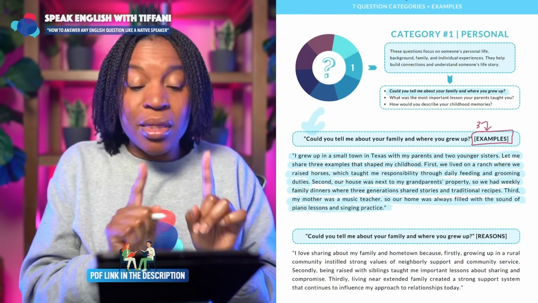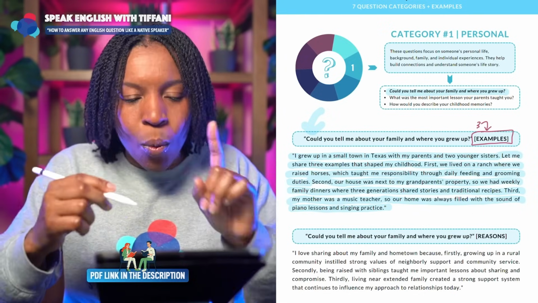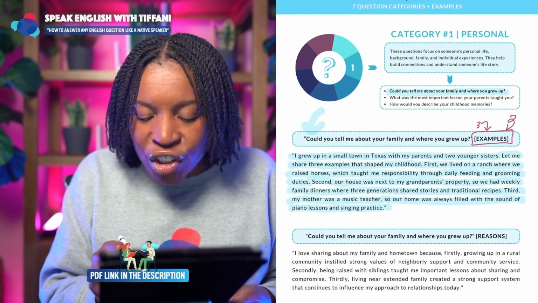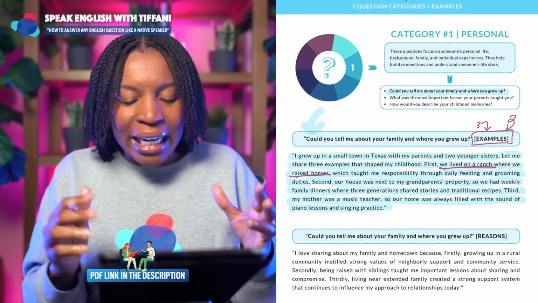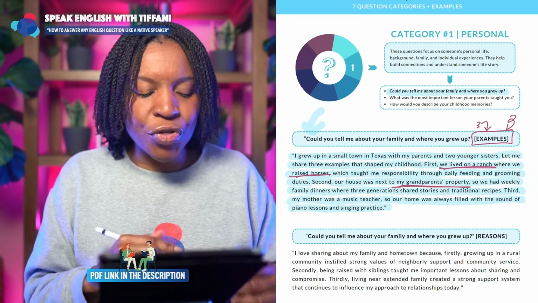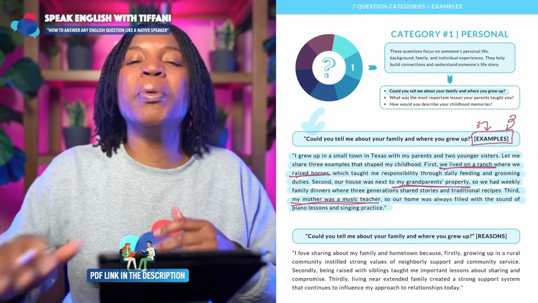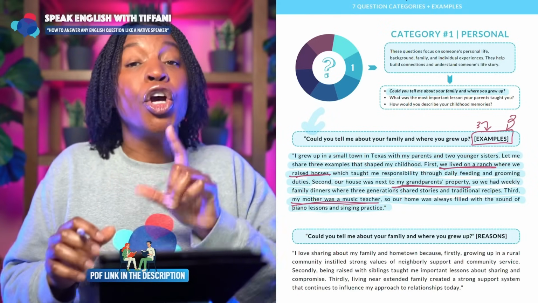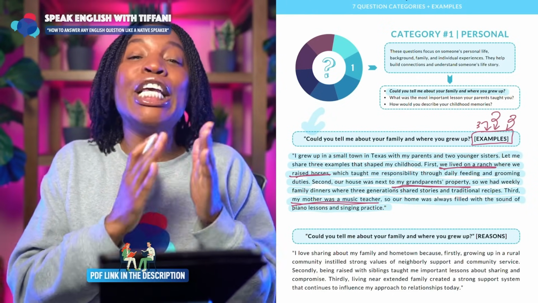Now, just from this one response, you can see how good the answer was. Why? Because of the 3 examples. The first example, living on a ranch and raising horses. Then the second example, speaking about living next to their grandparents' property. Third, the mother being a music teacher. Again, remember, if you want to speak English confidently, if you want to speak English fluently, when someone asks you a personal question, your first option is to give 3 examples. But it's not the only option.